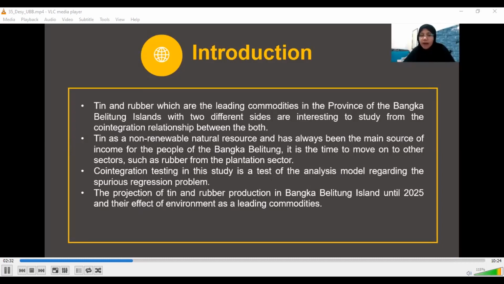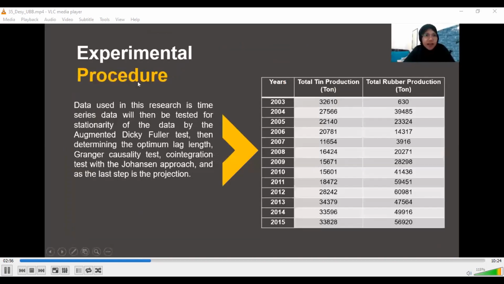Okay, we know that tin production in Bangka Belitung Island is not environmentally friendly. So we can hope that rubber production in Bangka Belitung can be the leading commodity. Okay, we will see the experimental procedure.